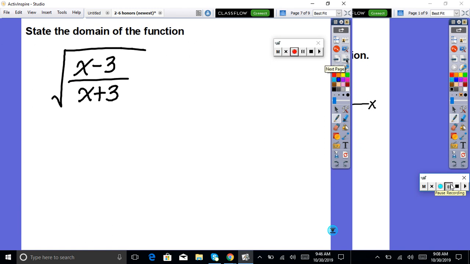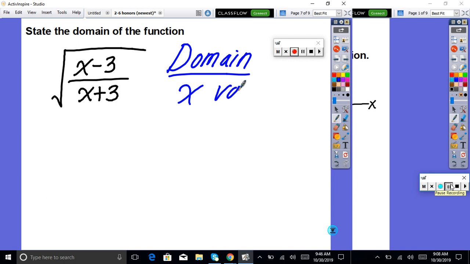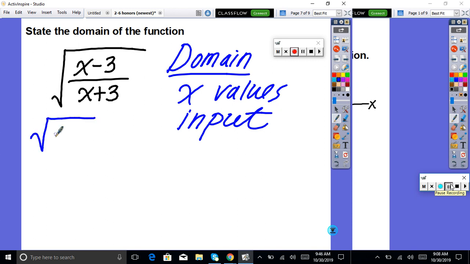This is actually doing exactly what we just did. The only thing is you might not realize it right off the beginning. So here's what you have to remember. What is domain? Domain is x values, true? Or input. We have to remember what domain means. X values, input.